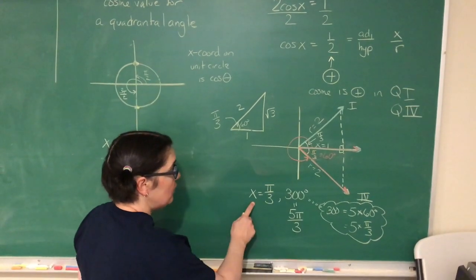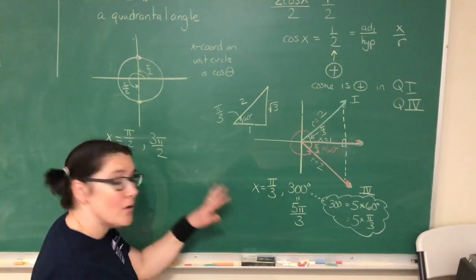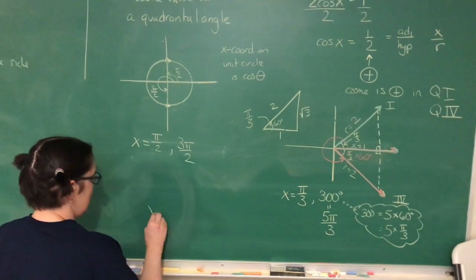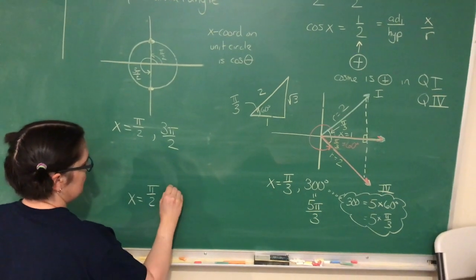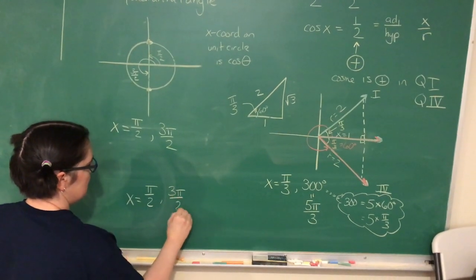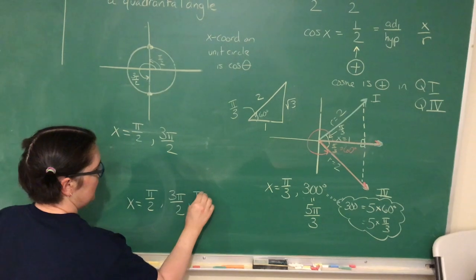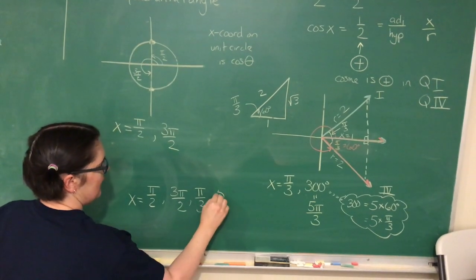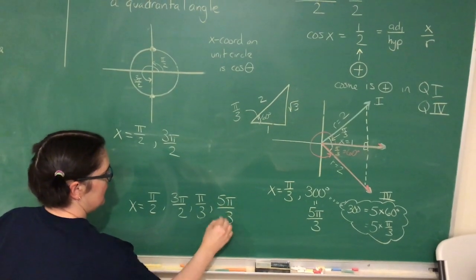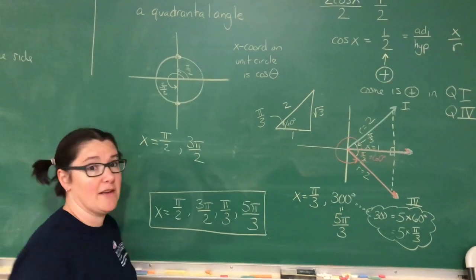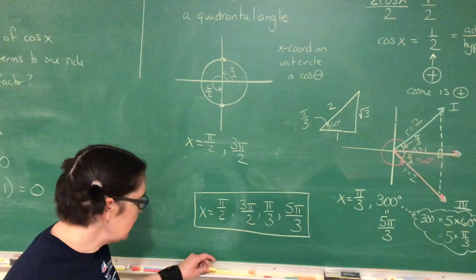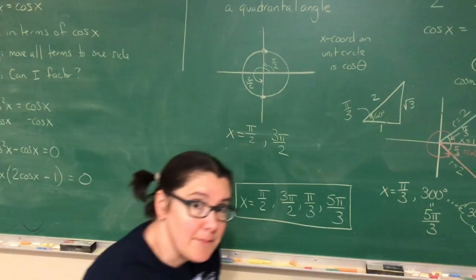Okay, so we now have a total of 4 possible answers. We have x equals pi over 2, x equals 3 pi over 2, x equals pi over 3, and x equals 5 pi over 3, for a total of 4 possible answers. Okay. All right, before we stop the video, I want to go back over here and double check a picture for this guy.